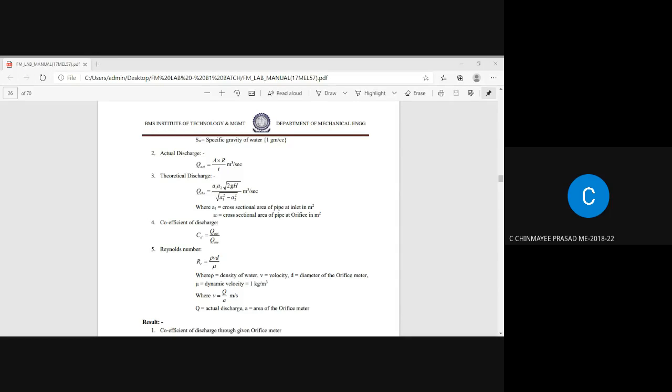A1 and A2, sir. A1 you have to calculate. A1 is pi by 4 into 25 mm. You have to convert it: 25 by 1000, how much? 0.025, right? Yes, sir. A1 is pi by 4 into 0.025 square. That is A1. And A2 is pi by 4 into 0.0125 square.